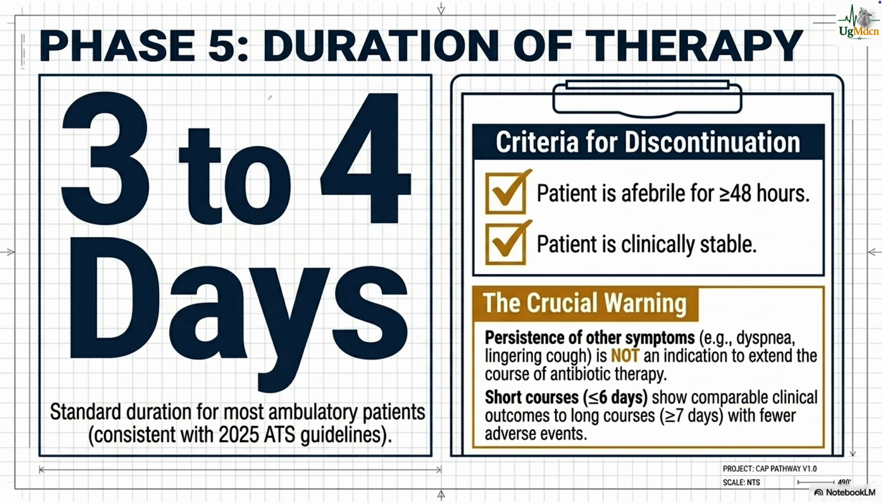The duration of therapy. Treatment duration has become substantially shorter than in the past. Most ambulatory CAP patients require only 3 to 4 days of therapy, provided they are clinically stable and afebrile for 48 hours or more. Longer courses are generally unnecessary and may increase adverse effects and antibiotic resistance.